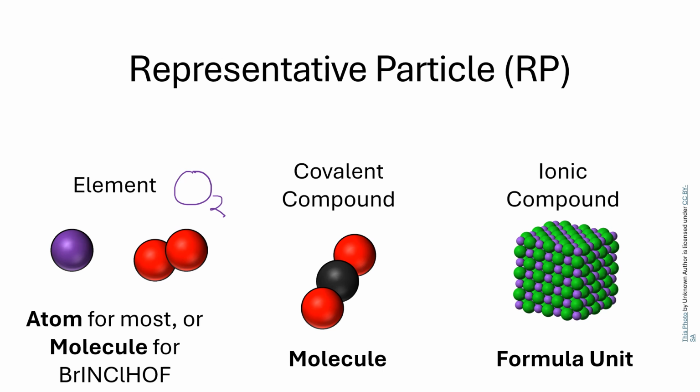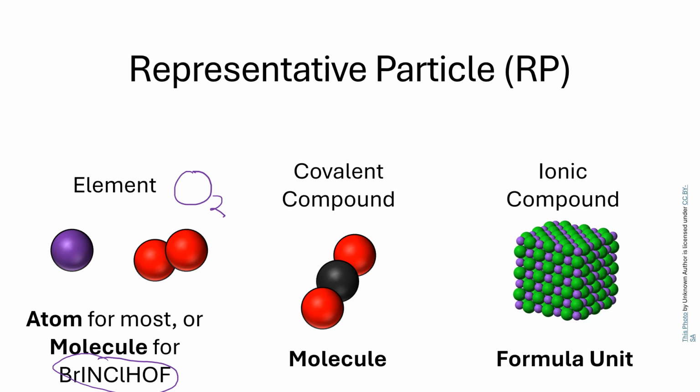So there were 7 elements that do that. I refer to those as the Brinkelhoffs. It's bromine, iodine, nitrogen, chlorine, hydrogen, oxygen, and fluorine. So these Brinkelhoffs are going to have molecules as their representative particle, whereas most of the elements are going to have just a plain atom as their representative particle.